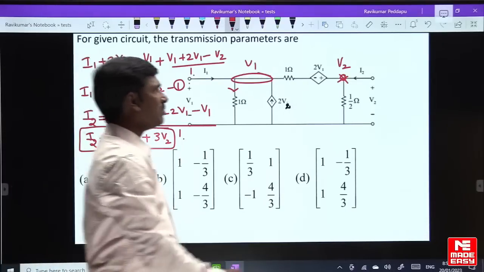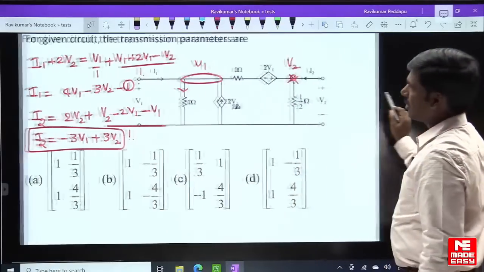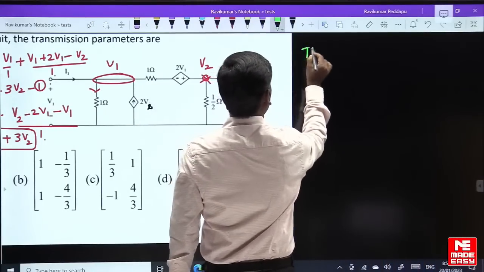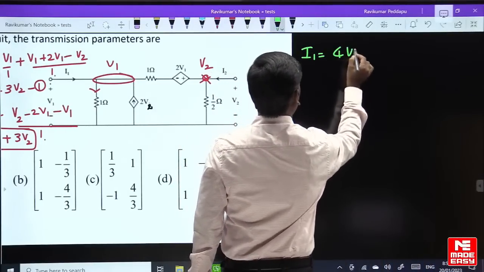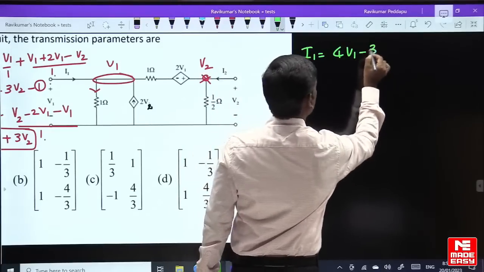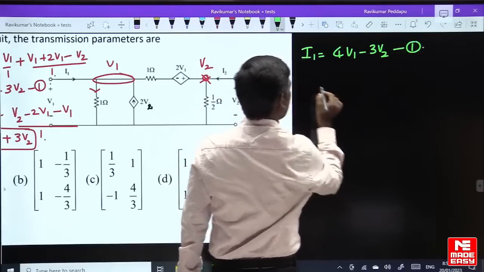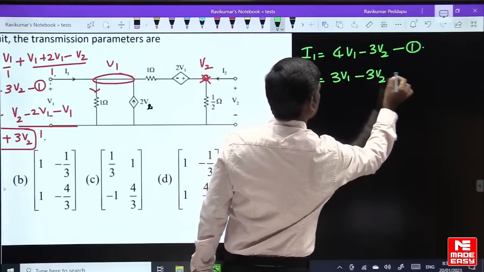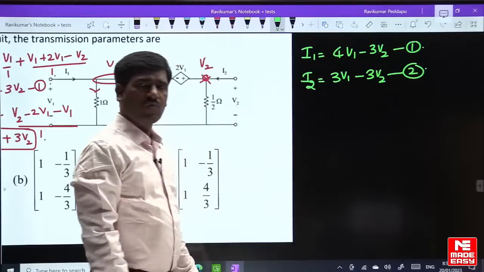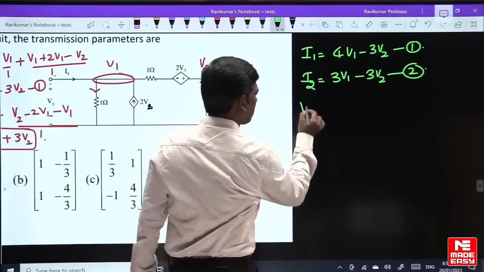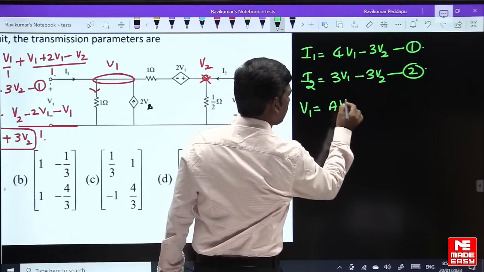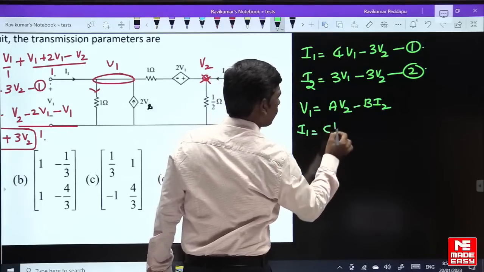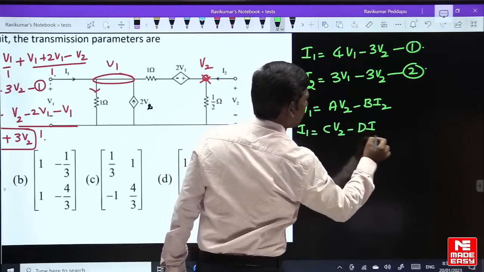From this you get the Y parameters. I1 is equal to 4V1 minus 3V2. I2 is equal to 3V1 minus 3V2. Once you get the Y parameters, how to find the transmission parameters? Write the transmission parameters equations now. V1 is equal to A V2 minus B I2. I1 is equal to C V2 minus D I2.